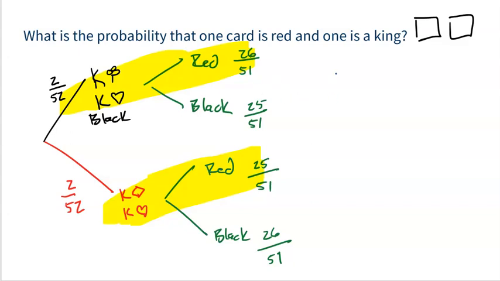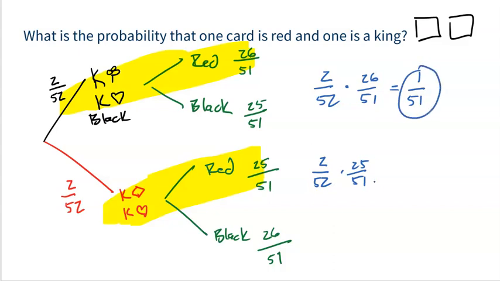So now I just got to think of the branches. I got 2 out of 52 for that first branch. That's the black kings. And then 26 out of 51 to get that red card. This branch down here is going to be 2 out of 52 for one of the red kings. And then 25 out of 51 for the next card to be red. So again, now I just got to multiply each of these out. Let's see here, 2 out of 52 times 26 out of 51. Take your time on that math, and that is 1 out of 51. You could leave a decimal, but I like fractions to be exact. If I can, that's 1 out of 51.